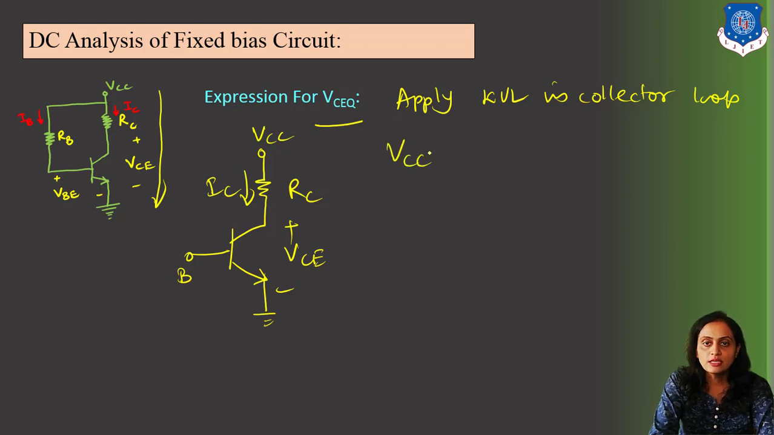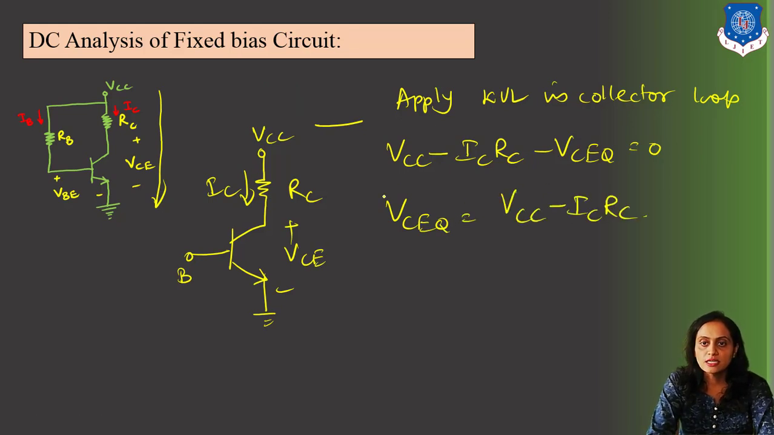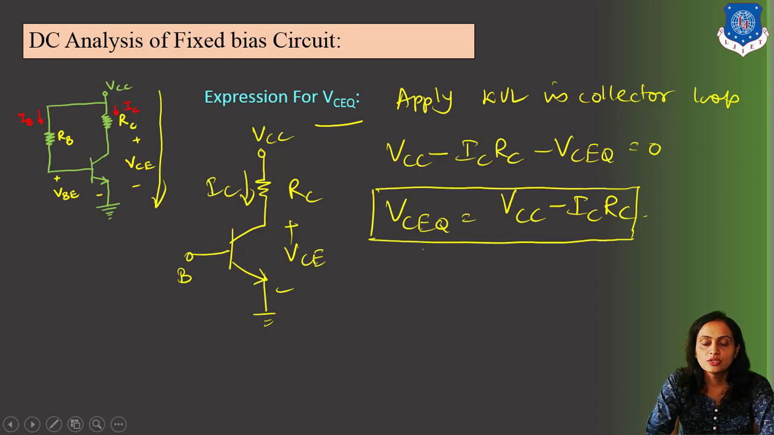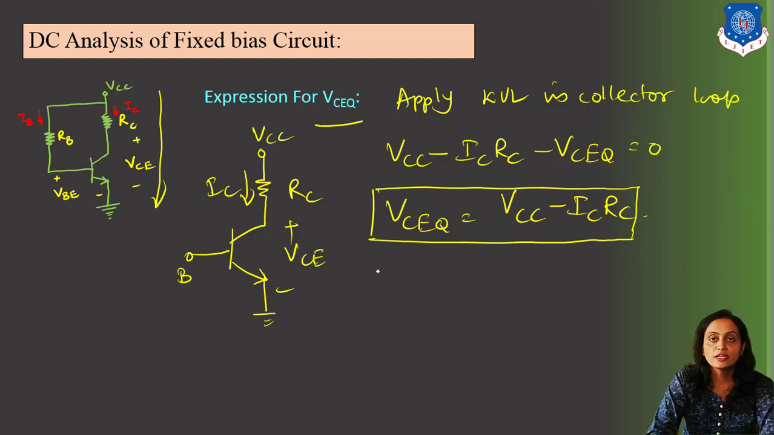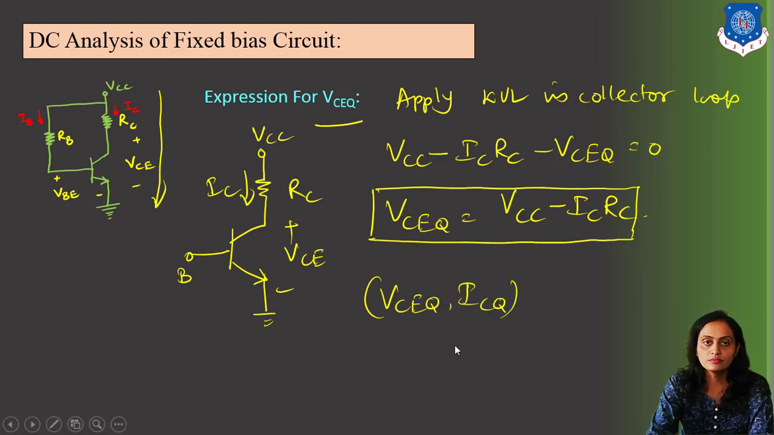So VCC minus IC RC minus VCEQ is equal to 0. So just take VCEQ as the subject. We have VCEQ equal to VCC minus IC RC. So this is the equation for this VCEQ. So we have calculated the coordinates of the quiescent point, that is VCEQ and ICQ.